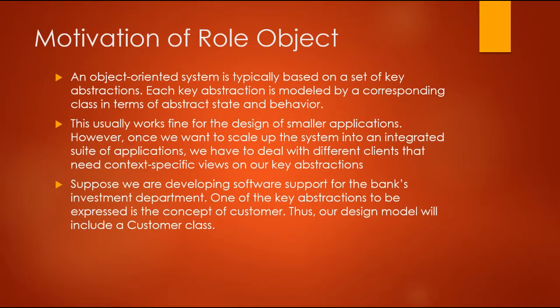Now, what's the motivation behind a role object? The motivation for an object-oriented system is typically based on a set of key abstractions. Each key abstraction is modeled by a corresponding class in terms of abstract state and behavior. This usually works fine for the design of smaller applications. However, once we want to scale up the system into an integrated suite of applications, we have to deal with different clients that need context-specific views on our key abstractions.